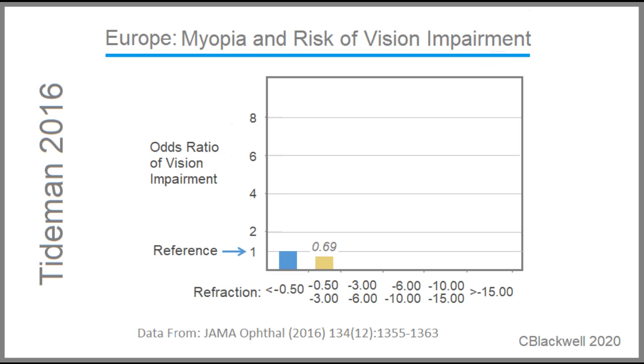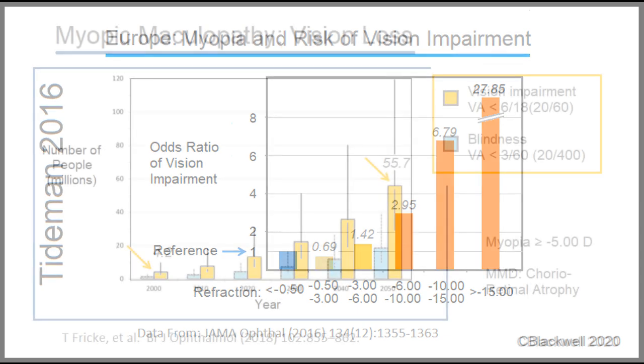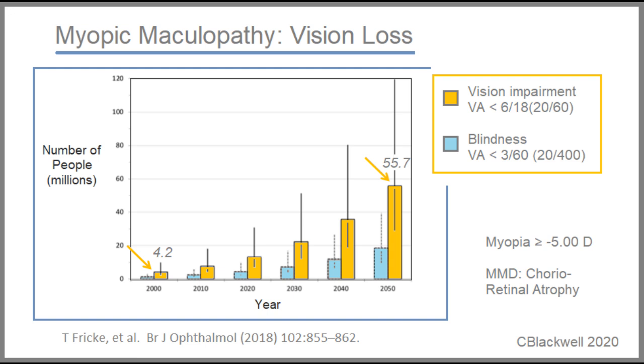What is the chance these complications result in vision impairment? This is the odds ratio of having vision impairment with different levels of myopia. Risk of vision loss is low with low myopia, but increases steadily, roughly doubling with each step up in myopia, until it reaches an extreme at -15 diopters. The maculopathy alone is projected to be an increasing cause of vision loss and blindness in the next few decades.